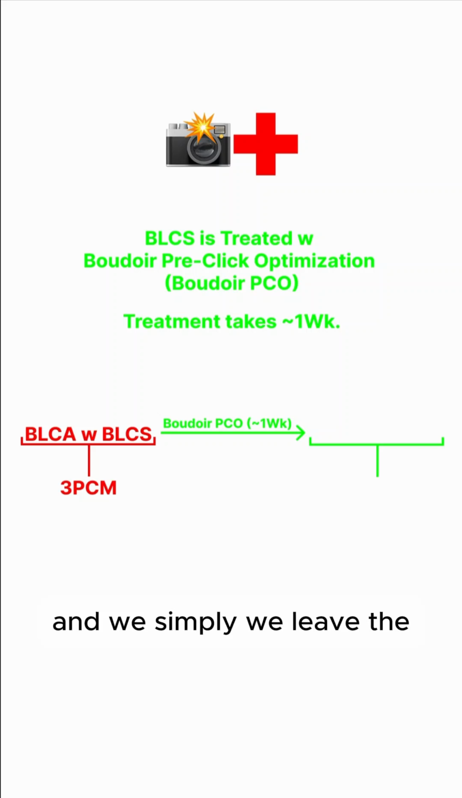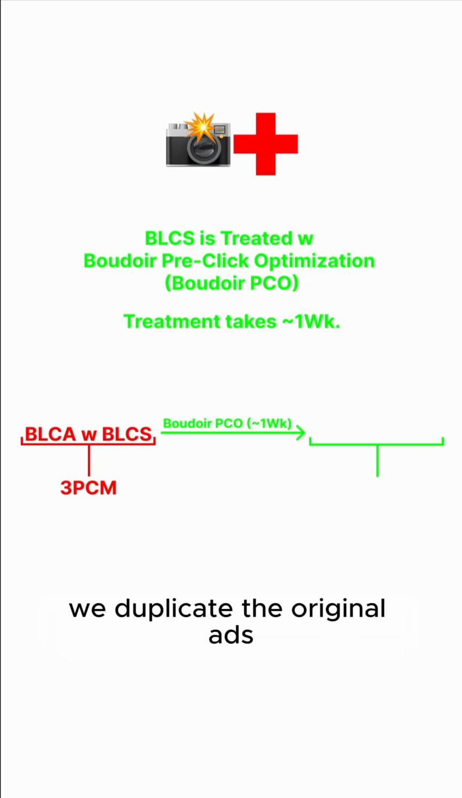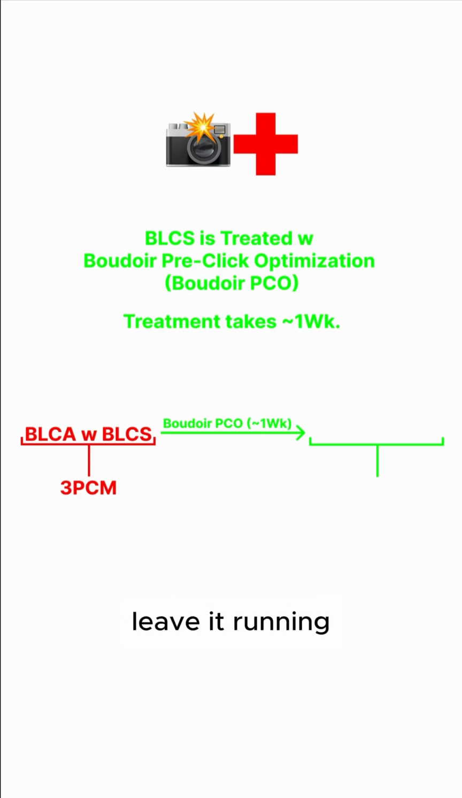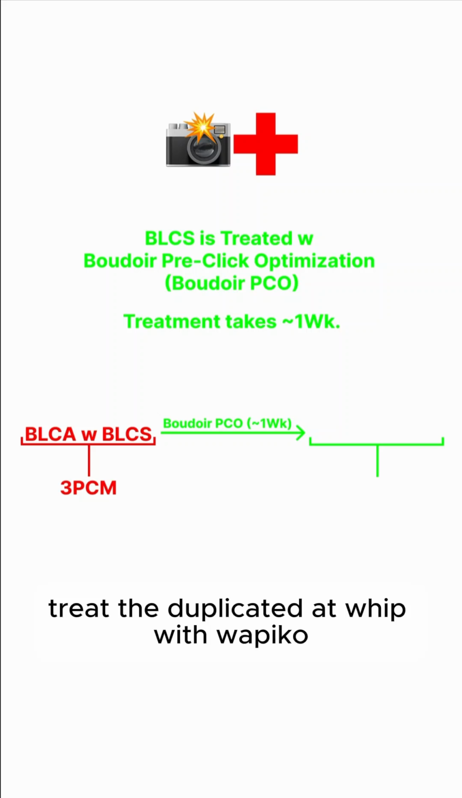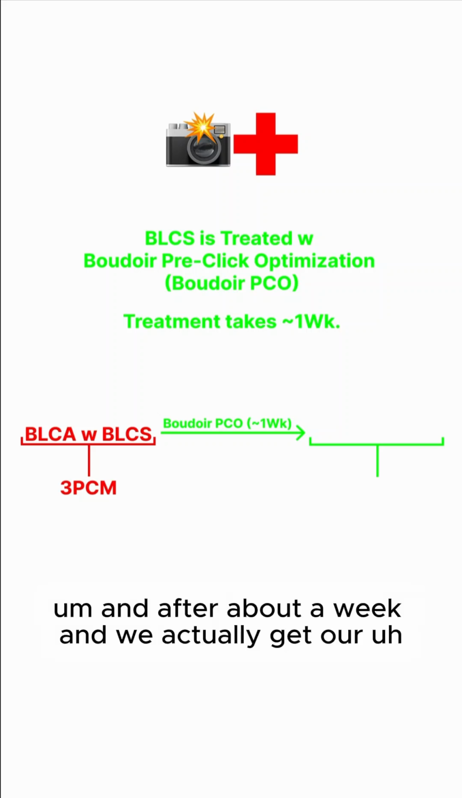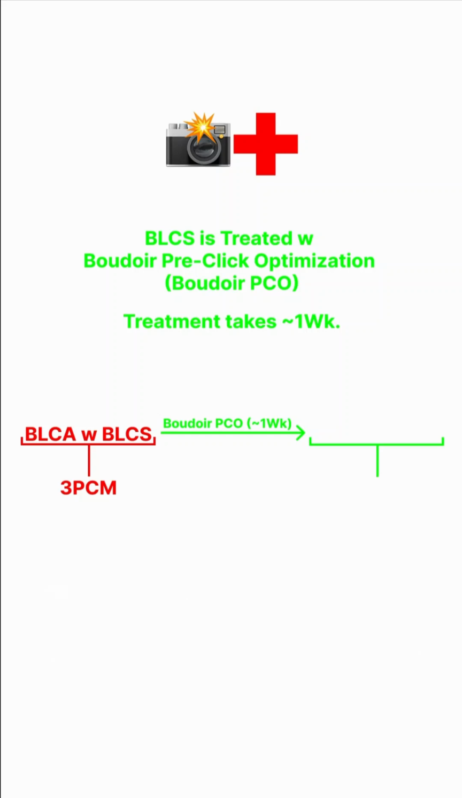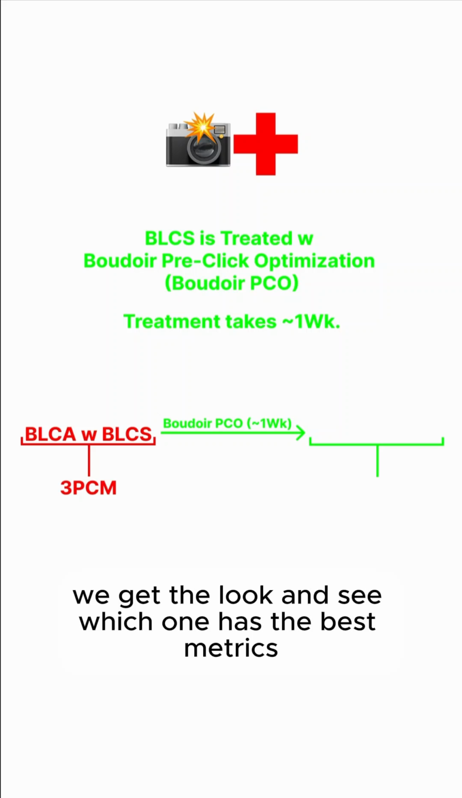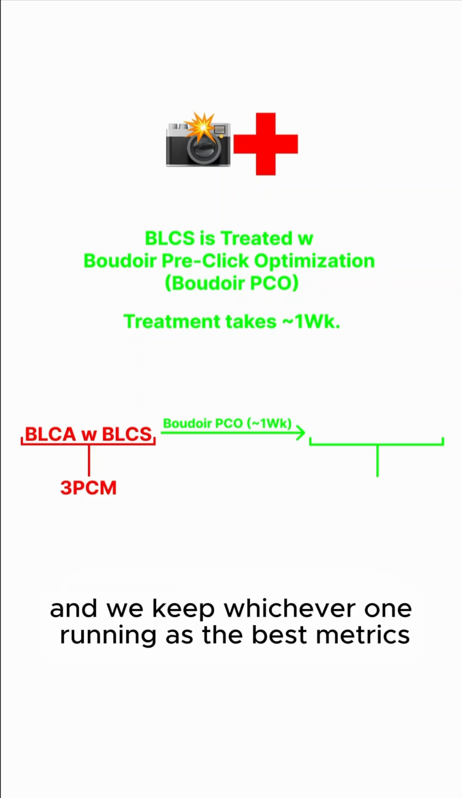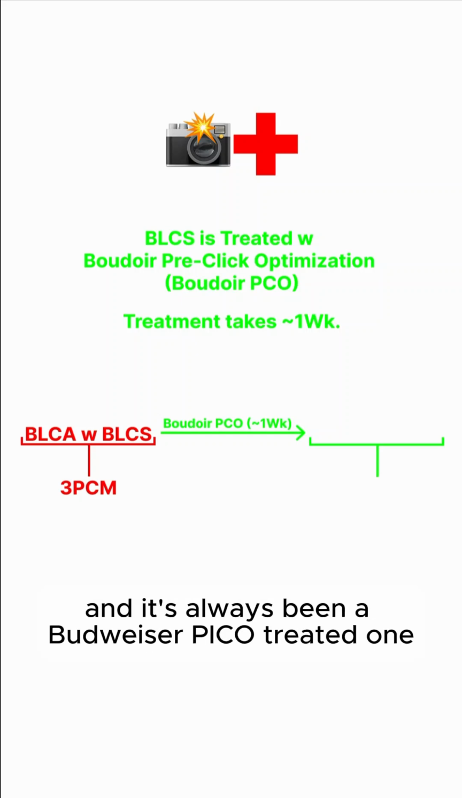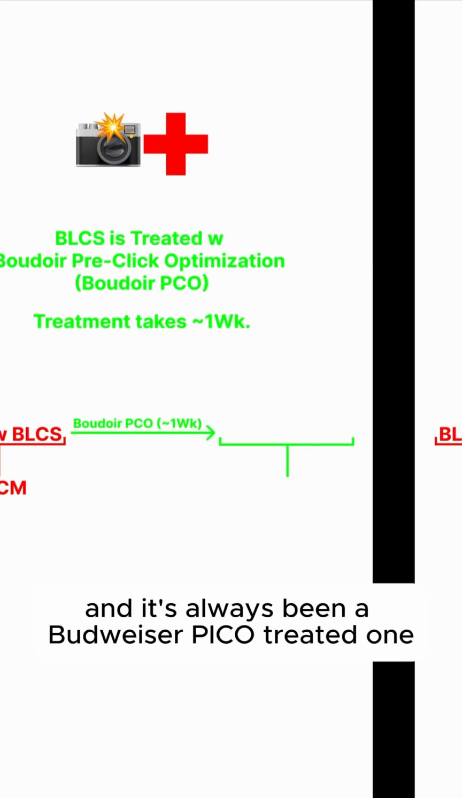We duplicate the original ad, so we leave the original as it is, leave it running. We duplicate and treat the duplicated ad with Boudoir Pico. After about a week, we look and see which one has the best metrics, and we keep running whichever has the best metrics. And it's always been the Boudoir Pico treated one.